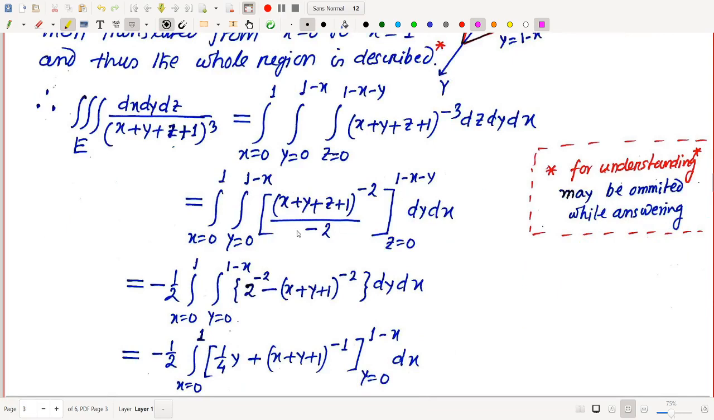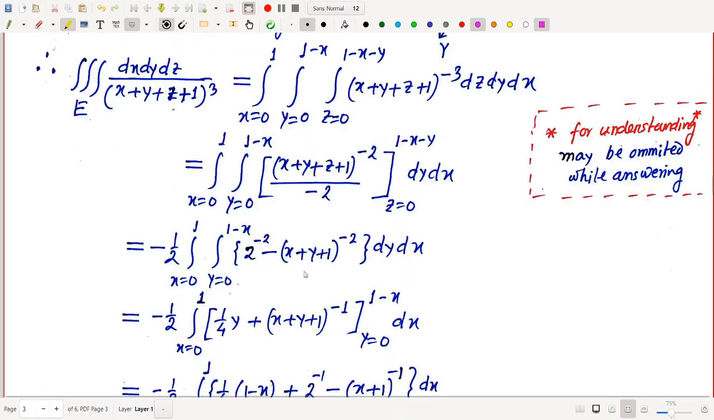Okay, so integration of (x plus y plus z plus 1) to the power minus 3, where x, y, 1 are all constant, is to the power minus 3 plus 1 by minus 3 plus 1, meaning to the power minus 2 by minus 2. And for the limits of z, if we put z equal to 1 minus x minus y, we shall get only 2, minus, when z is 0, (x plus y plus 1) to the power minus 2.